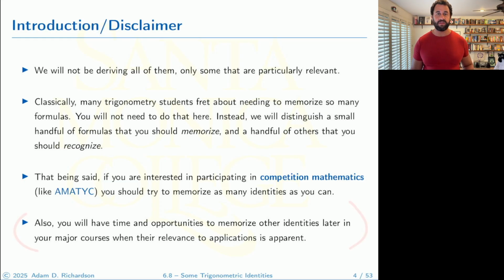Honestly, you're going to have a lot of time and opportunities to memorize some of these other identities in your major courses when the application becomes relevant. I may not require you to memorize this identity now in this course, but when you get to another course, one of your major courses, your instructor may require you to memorize it then. Well, you've got time and you can see the relevance of it there, whereas now it's just some arbitrary identity. So that's my disclaimer.